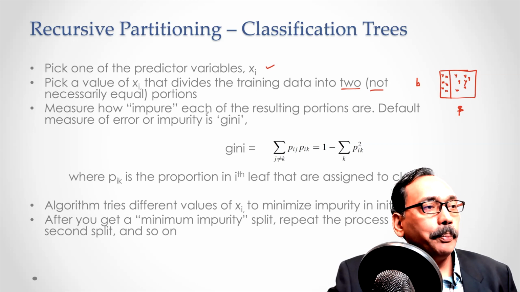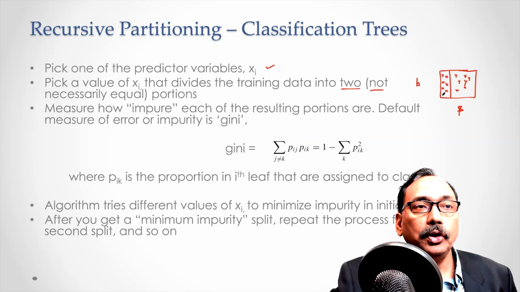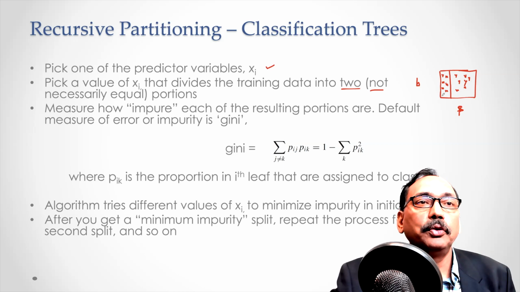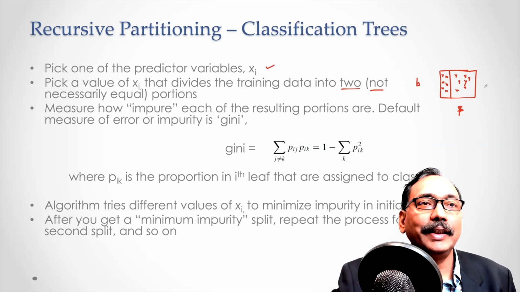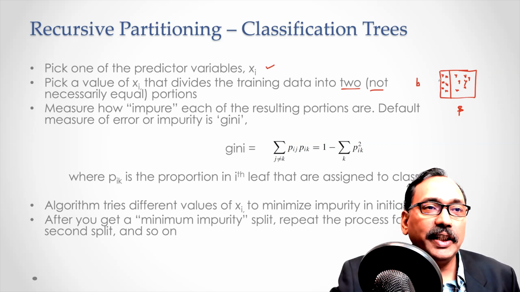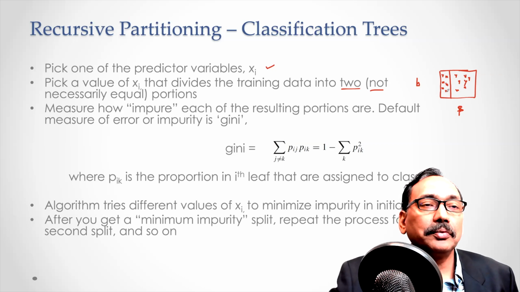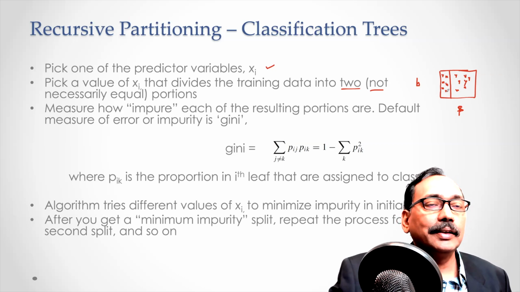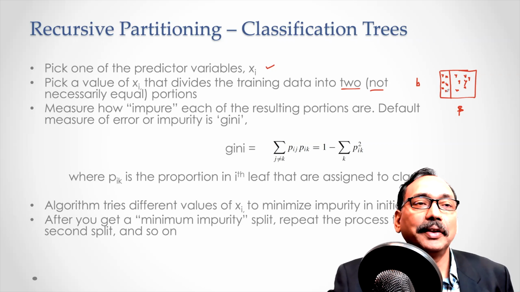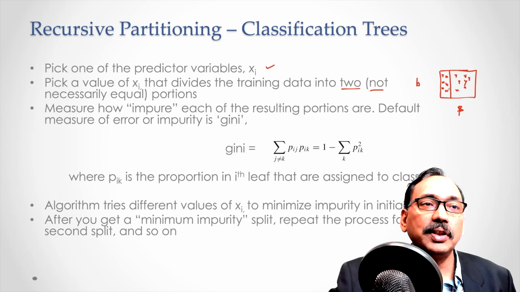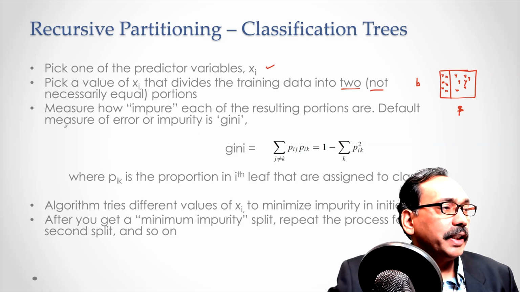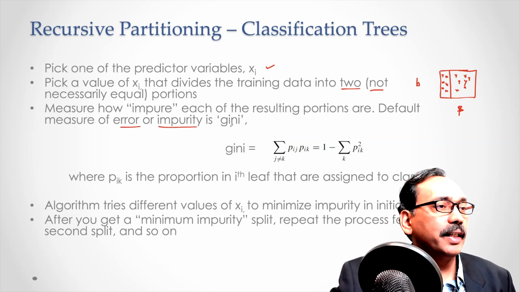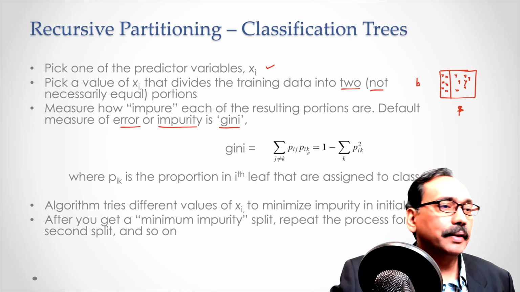So measure how impure each of the resulting portions are. You can do a very simple calculation. You can calculate the proportion of n or proportion of y in each. For example, in the left one, instead of a majority of n's, if there was mostly y and only one n, then you have a certain level of proportion compared to the opposite situation where mostly it is n. So the default measure of error in the tree that I showed you, error or impurity, is Gini. So how is it calculated?